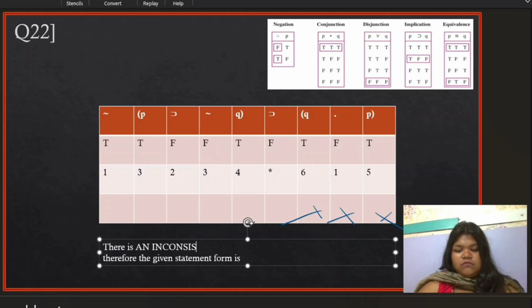at step 6, comma 5, 6, comma 1, comma 5. So the given statement form is tautology. So therefore the given statement form is tautology.